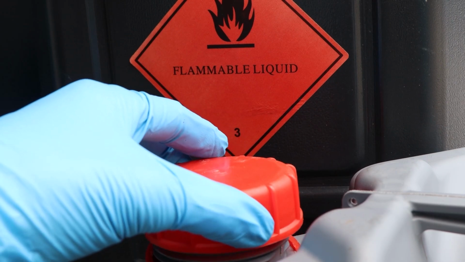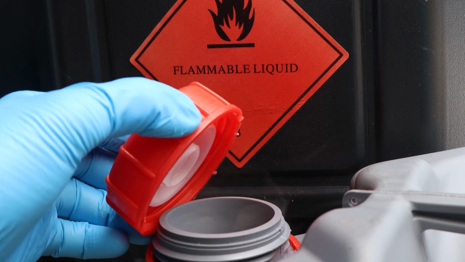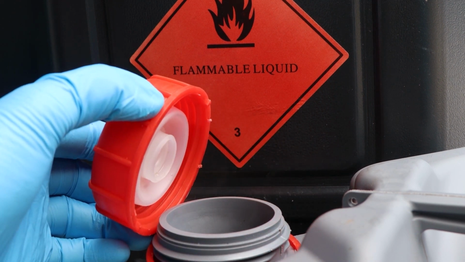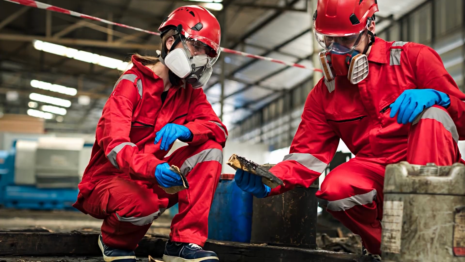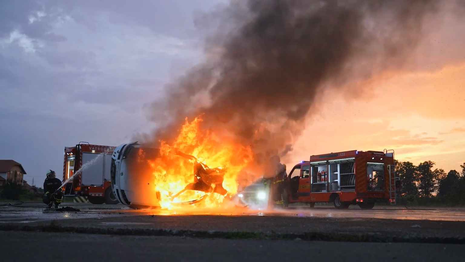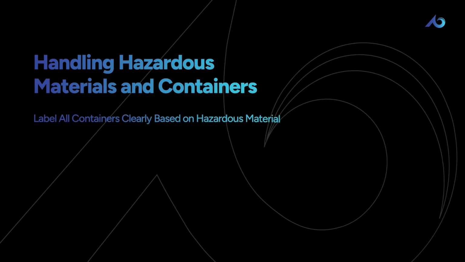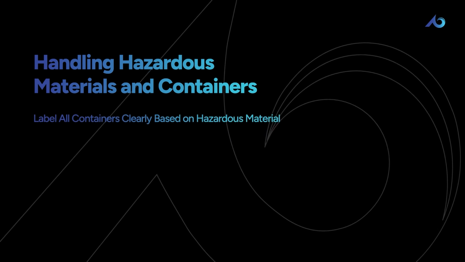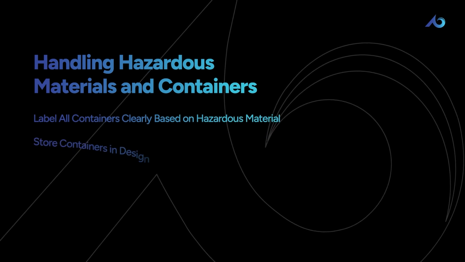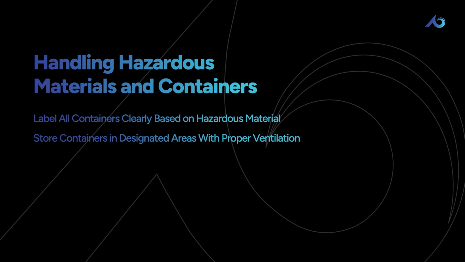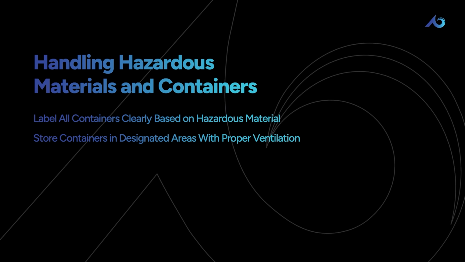Handling hazardous materials and containers is a critical aspect of fire safety in hazardous waste settings. Mishandling these materials can lead to spills, leaks, or even explosions, which can quickly escalate into a fire. To ensure safe handling, label all containers clearly and appropriately based on the type of hazardous material inside. Store containers in designated areas that are away from any heat sources and have proper ventilation.